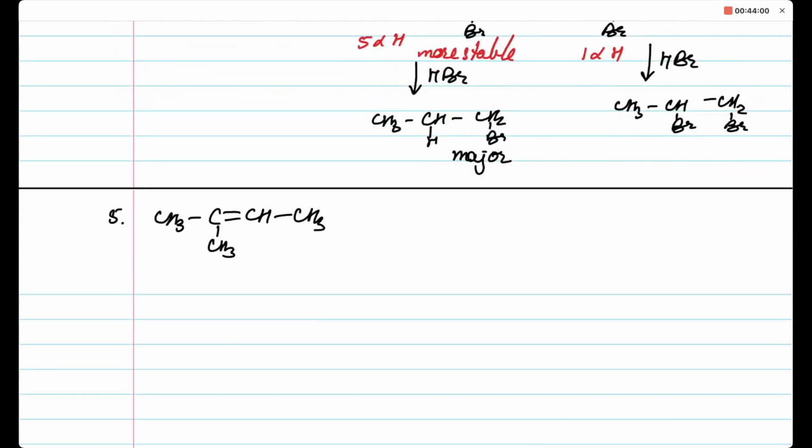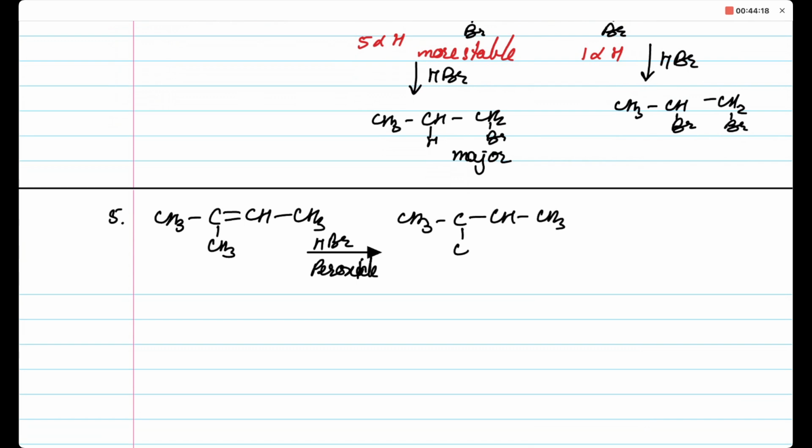Similarly, let's talk about this particular reaction. Reacting with HBr in presence of peroxide, we get CH3C double bond, single bond now.